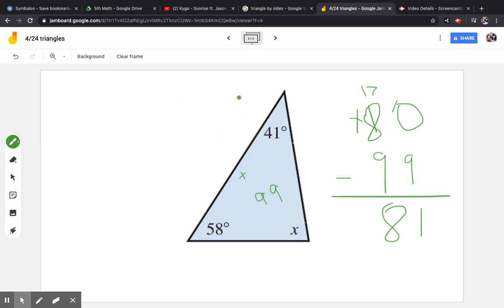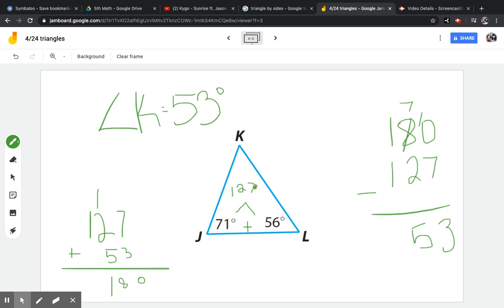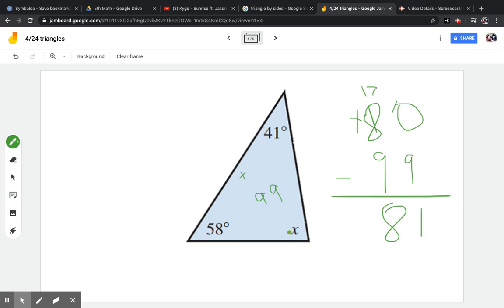Now, on these other two, they don't have anything there. That's totally fine. They just put an x there, meaning that they don't know what it is right now. But we figured out that that equals 81. You'll learn in 6th grade that this is called a variable. So we'll learn about that later. But this angle is actually 81 degrees.